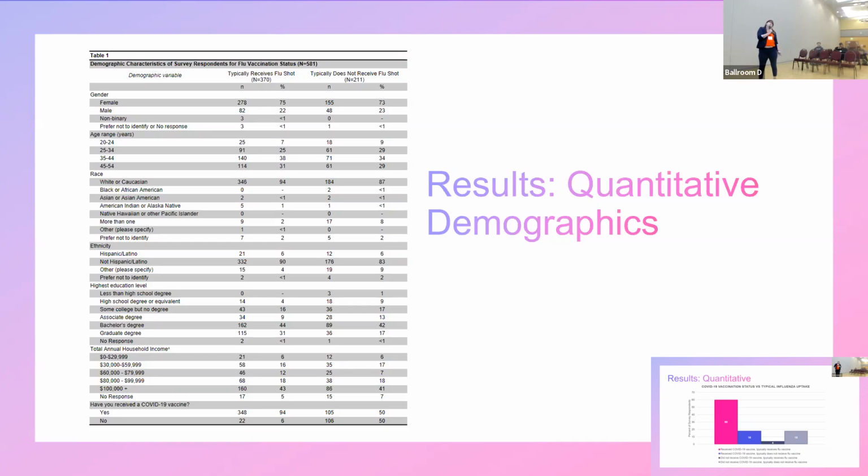So looking at the percentage of the survey respondents of these 581 participants. So 60% of them overall received a COVID-19 vaccine and typically receive a flu vaccine. And then again, that 50-50 split of individuals who do not receive a flu vaccine, half have received a COVID-19 vaccine and half have not.